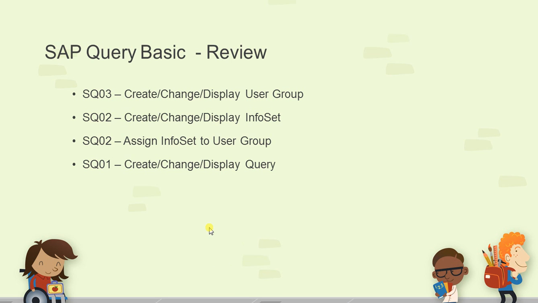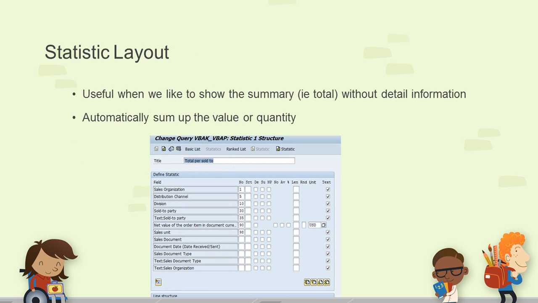So the statistical layout is quite useful when you try to sum it up, making it a summary instead of the detail level. So I go back again to the presentation. This is the statistical layout, which will automatically sum it up. You will not get a detailed line item, but you will get the summary, and it's automatically converted to the unit, like in this example, specifically converted automatically to USD.